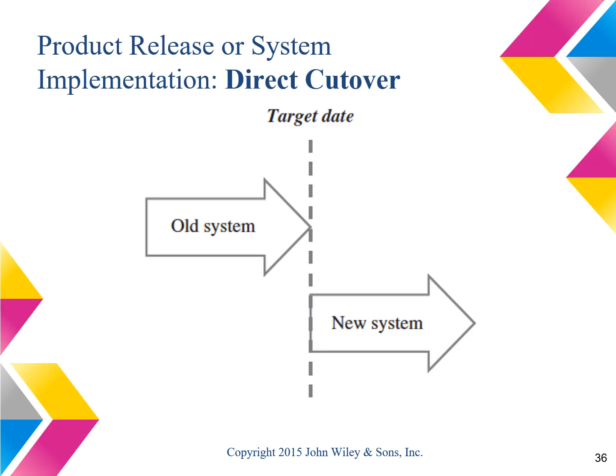In the direct cutover approach, we have the old system operating all the way to the point that we shut that system down and we turn on the new system. So that target date or go live date is just one day that we switch from the old system into the new system.